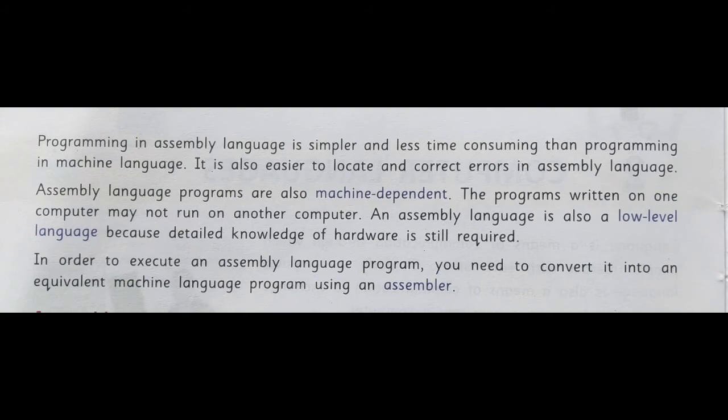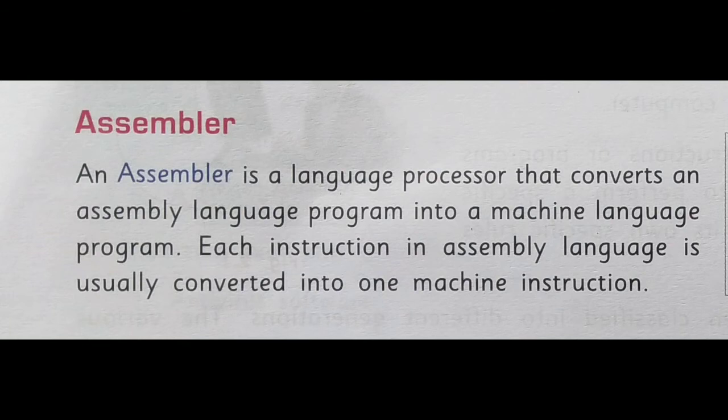An assembly language is also a low-level language because detailed knowledge of hardware is still required. In order to execute an assembly language program, you need to convert it into an equivalent machine language program using an assembler. What is an assembler? An assembler is a language processor that converts an assembly language program into a machine language program. Each instruction in assembly language is usually converted into one machine instruction.